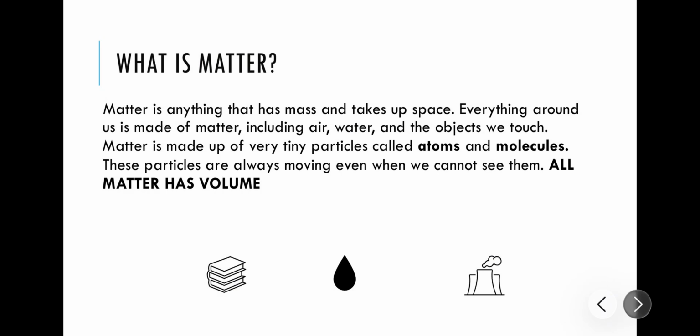What is matter? Matter is anything that has mass and takes up space. Everything around us is made of matter, including air, water, and the objects we touch. Matter is made up of very tiny particles called atoms and molecules. These particles are always moving, even when we cannot see them. All matter has volume.